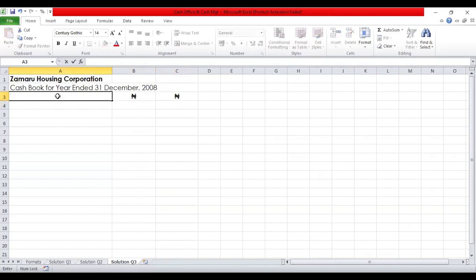What is our opening balance? How much is our opening balance? 10 million 750,000. What do you say? 10 million 750,000.